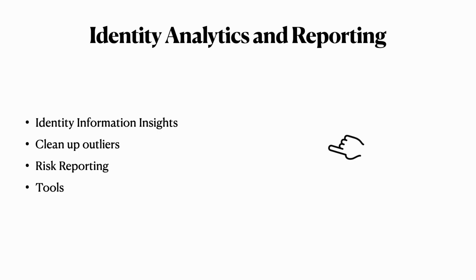The last core feature in IGA is identity analytics and reporting. This provides means to get insights on identity information, apply techniques to clean up excessive outliers if there are any, and also risk reporting. Reports generated by identity lifecycle management tools, for example, reports generated by Active Directory, could be used to get insights on identity. Tools like Splunk and SecureWorks are some examples of tools that could be used in this scenario.